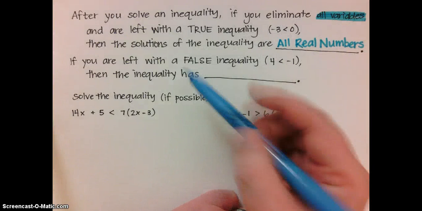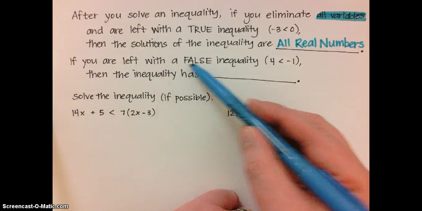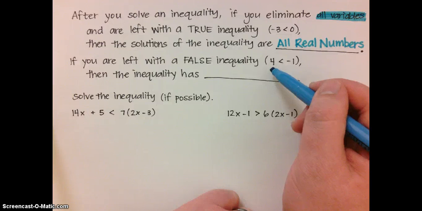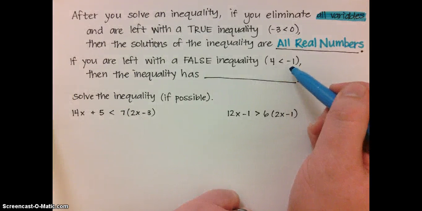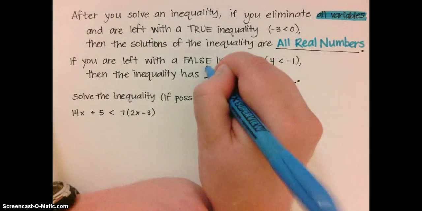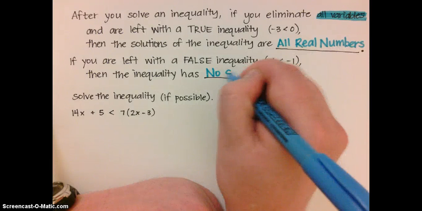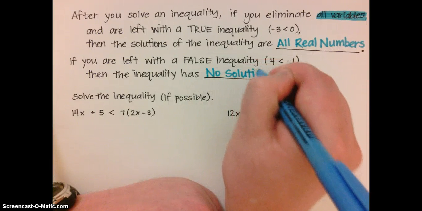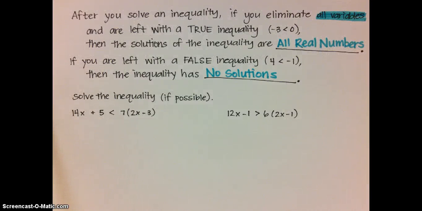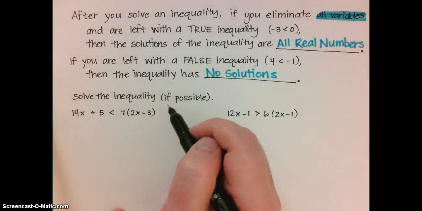But if you're left with an inequality that's actually false, such as if you find 4 is less than -1, we know that that's not true. We know that 4 is really greater than -1. Then that means that the inequality has no solutions at all. So I have two examples here, and we're going to look at them closely. We're going to see if, when we solve the inequality, we can find any solution.